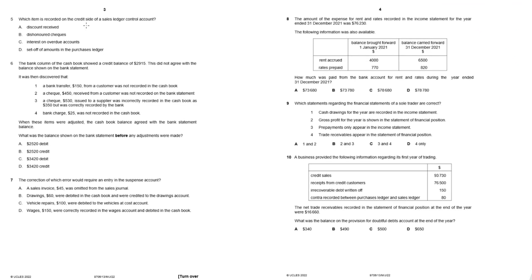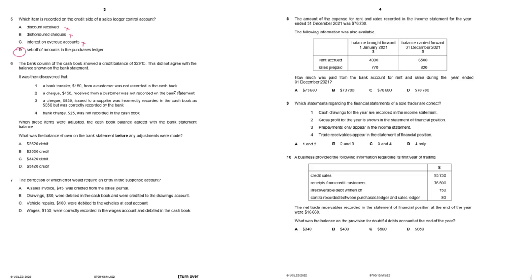Which item is recorded on the credit side of the sales ledger control account? Discount received is not recorded in the sales ledger control account itself. Dishonored cheque is recorded on the debit side. Interest on overdue account is on the debit side. Set-off, the contra entry, is recorded on the credit side.